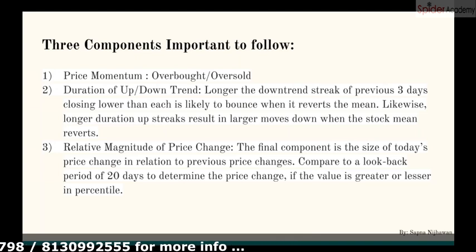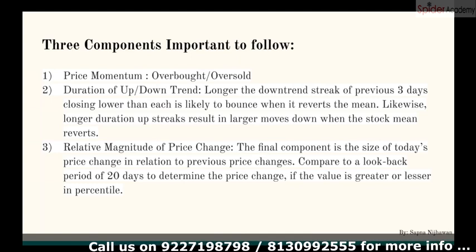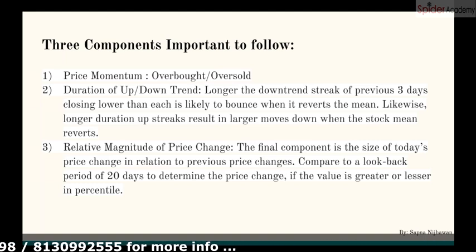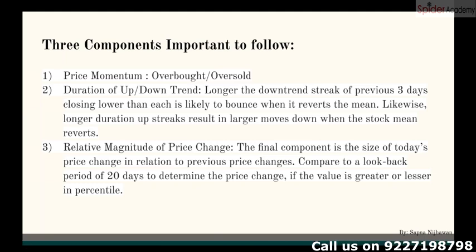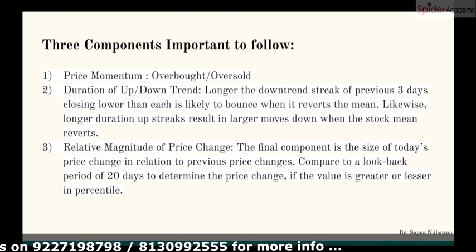So, what are the three components important to follow? First is price momentum, which is overbought and oversold, which I have marked and showed you. Then duration of up and down trend. Longer the downtrend streak of previous 3 days closing lower than each, it is likely to bounce when it reverses the mean. It means if it is falling continuously for 3 days.